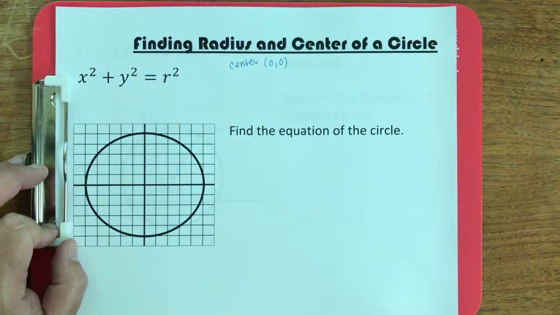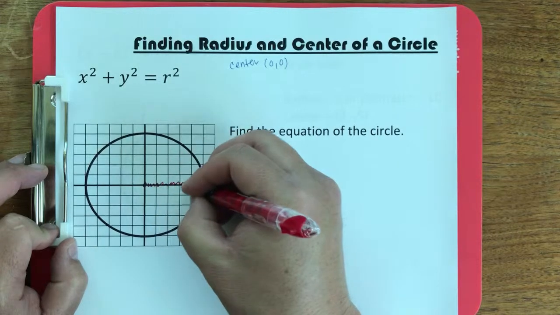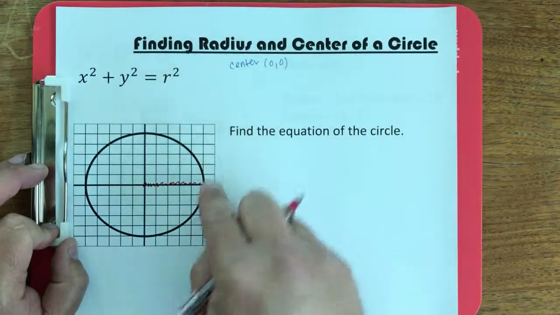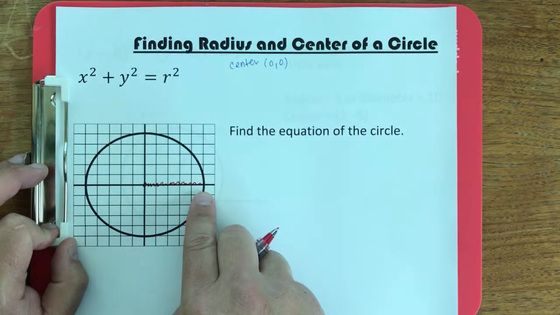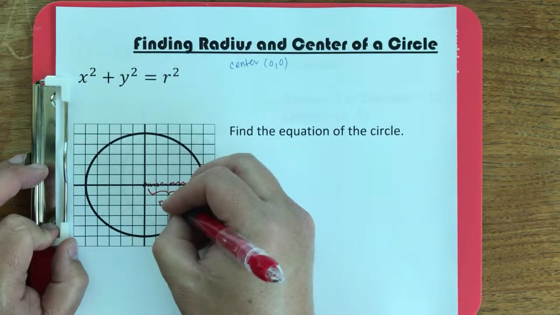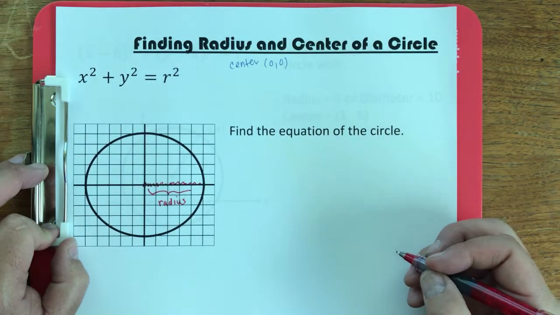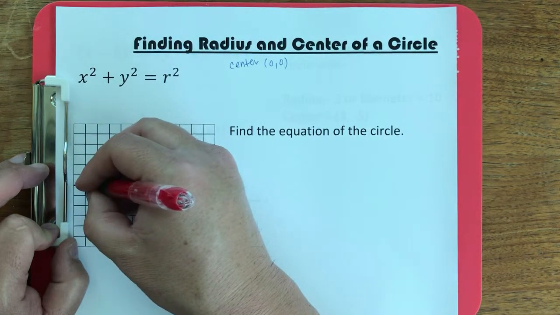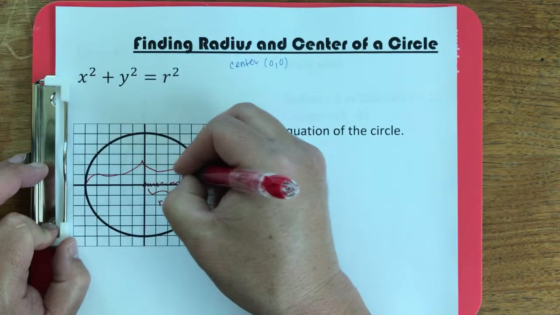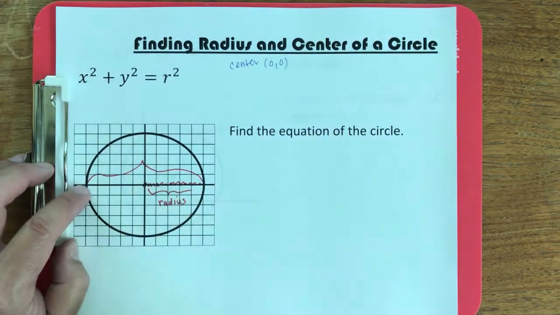Now, the radius is the distance from the center to any point on the circle. So we would call this distance here the radius. Now in some problems they'll use the word diameter. The diameter is the distance from one side of the circle through the center to the other side.